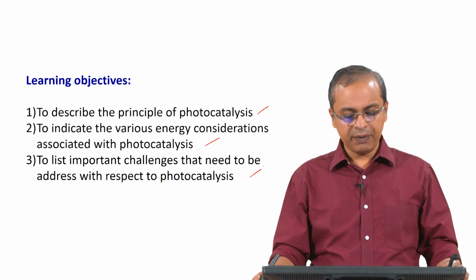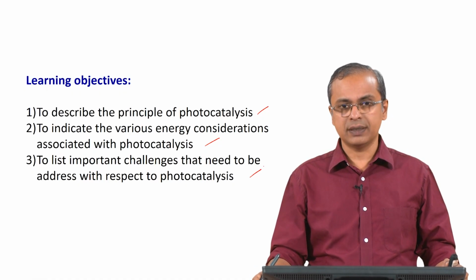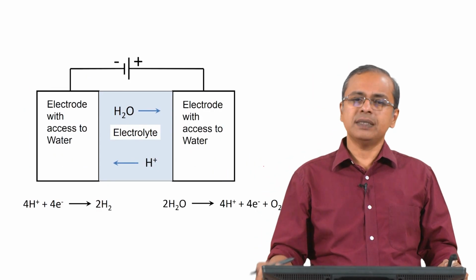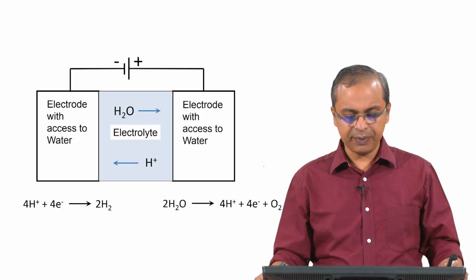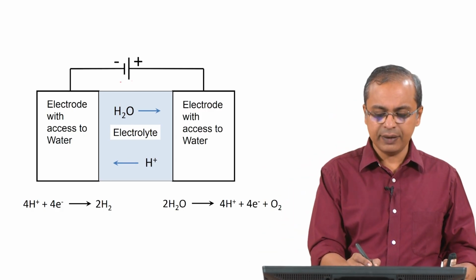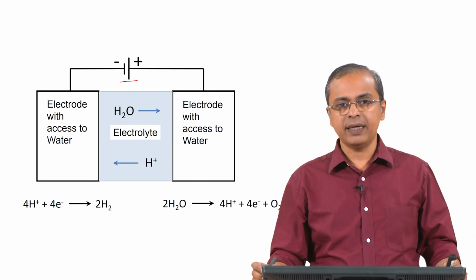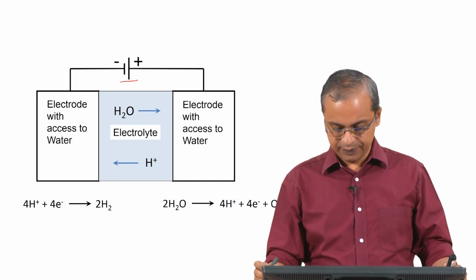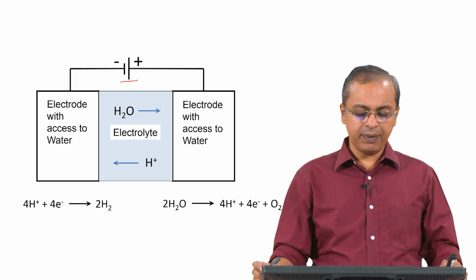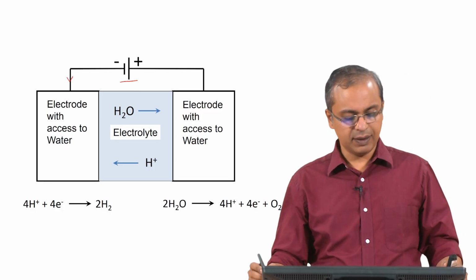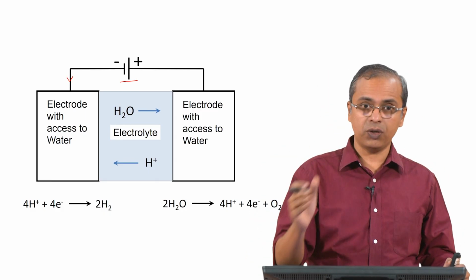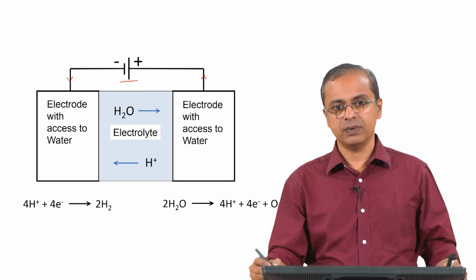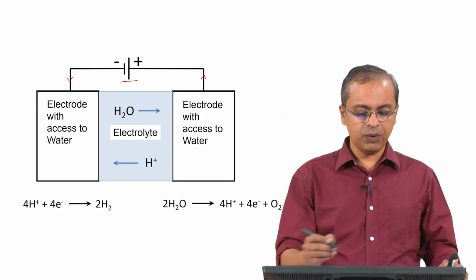So, now let us begin by first looking at what is required to do this water splitting. The simplest example of doing that would be what you see on your screen, which is simply an electrochemical cell. So, you have here a battery, and that is powering a process by which you are taking water and converting it to hydrogen and oxygen. We have an electrode where you are pushing in the electrons, and an electrode from which you are pulling out the electrons.